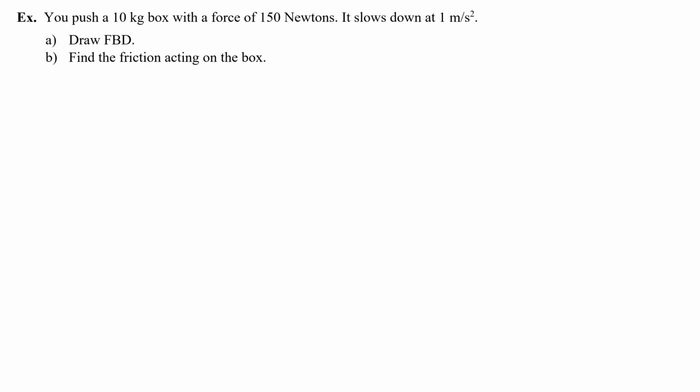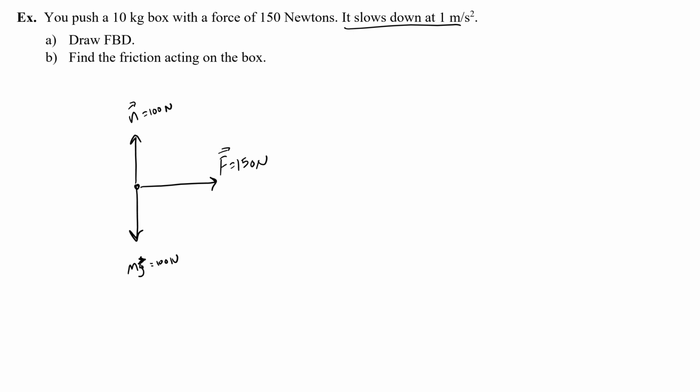Let's do another slight variation of this problem. You push a 10 kilogram box with a force of 150 newtons. This time it slows down at 1 meter per second squared. Draw a free body diagram. Okay, so weight force, mg, same thing. It's 100 if we need it. Normal force is 100 if we need it. The applied force, 150.